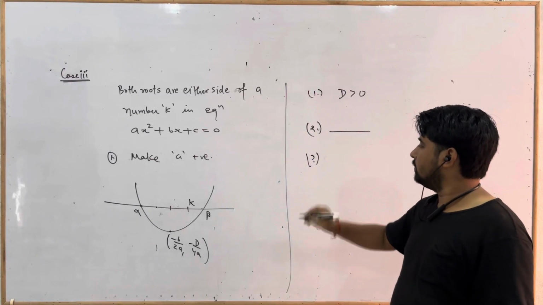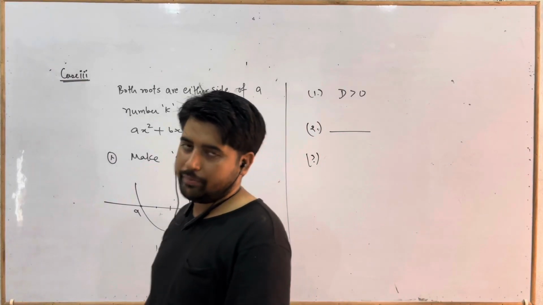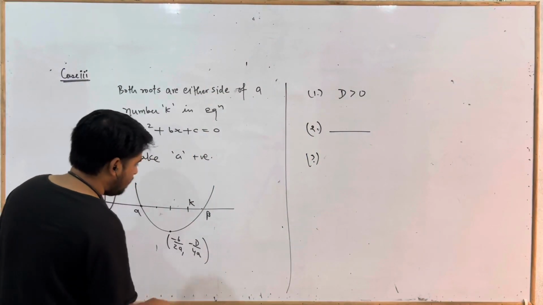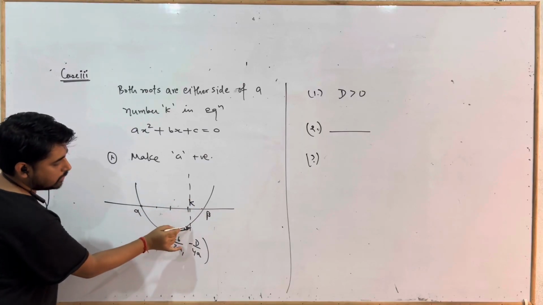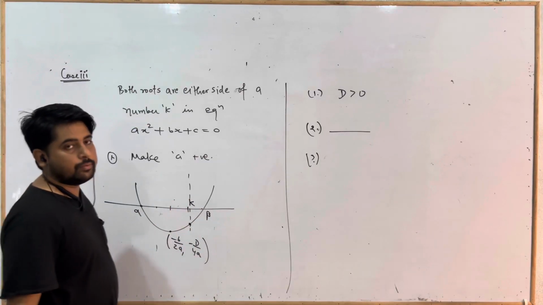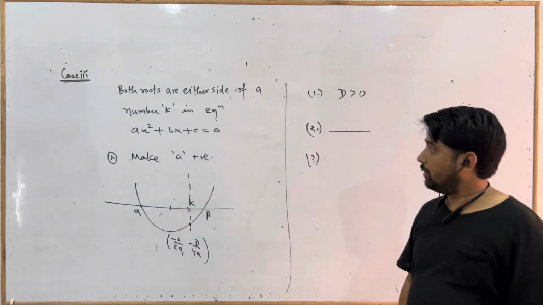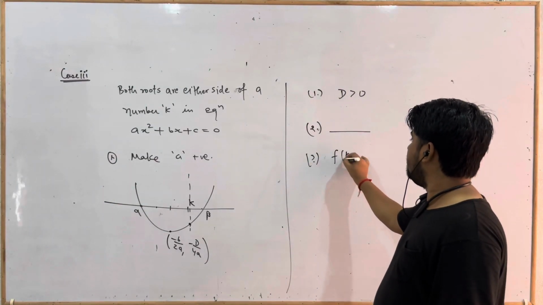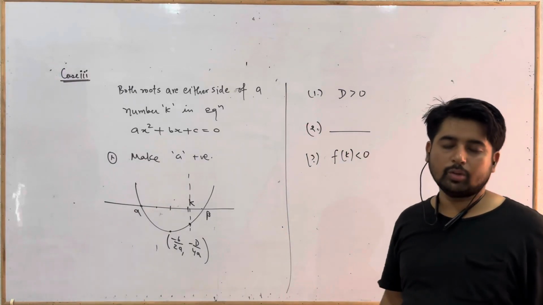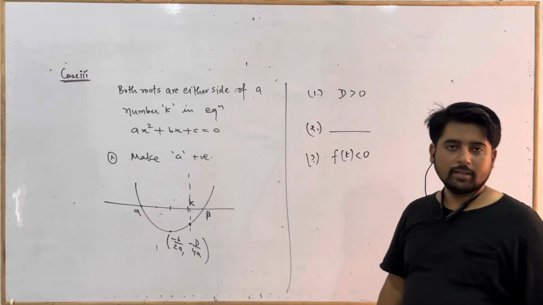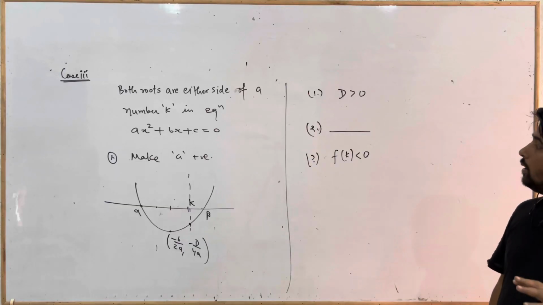The third thing is, what is the value of f(k)? If I draw a vertical line here, it cuts the graph below the x-axis. That means y is negative here. So f(k) is less than 0. Done?